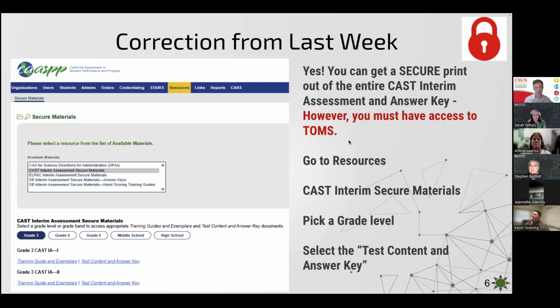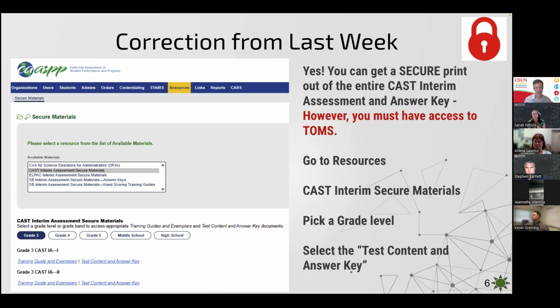I would like to issue a correction from last week. There was a question last week about whether or not you could get access to a printable version of the CAST interim assessment as well as the answer key. And the answer is yes. However, a couple of caveats.